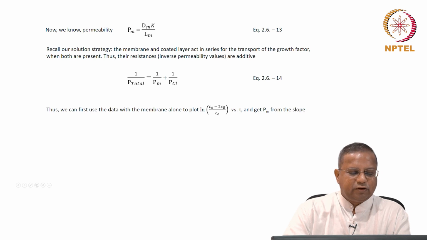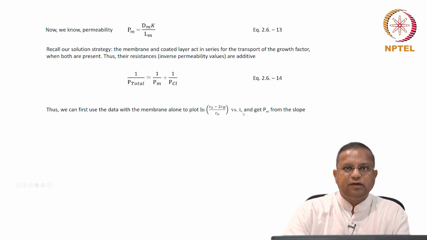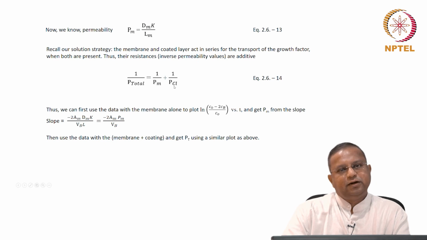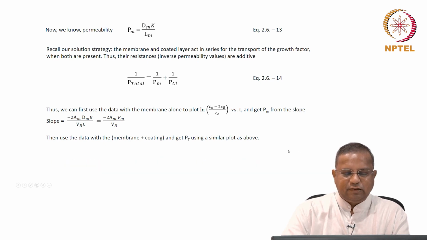and therefore, if we use the first set of data with the membrane alone and plot ln of C naught minus 2 Cb by C naught versus T, from the slope we will get Pm, and then when we use the data with the membrane plus coating, we would get P total or Pt, and from these two we can get P of the coating layer. Okay. So, this is the strategy here.